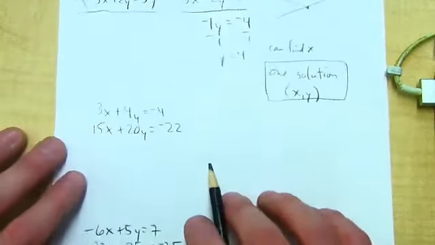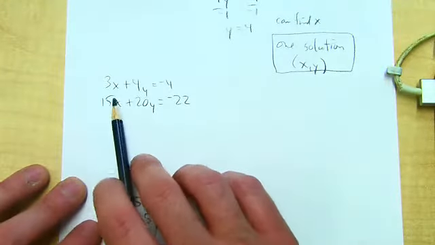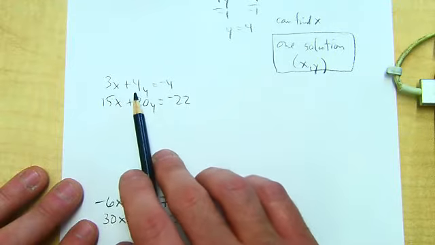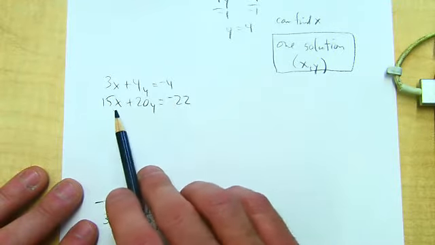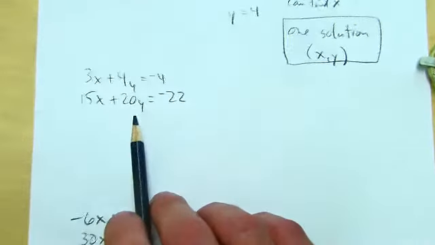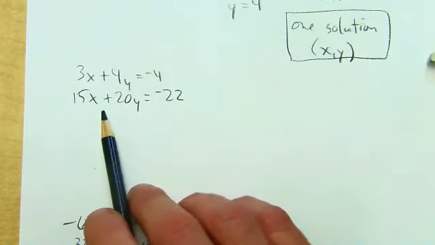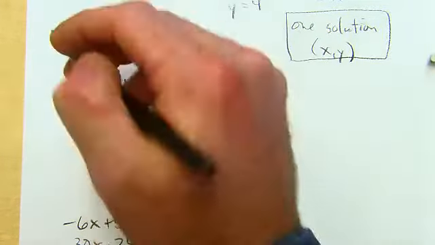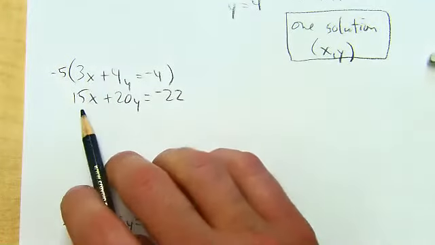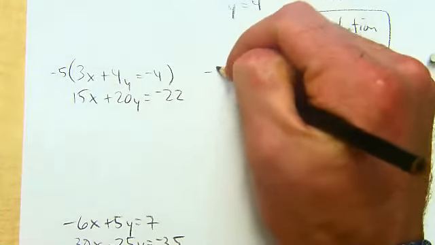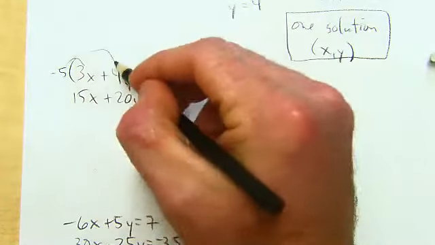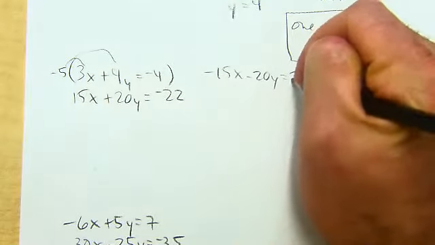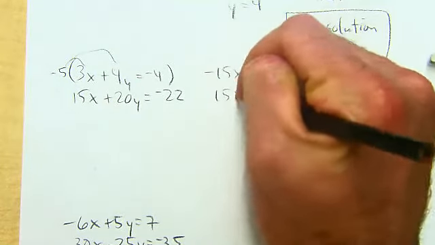Okay, let's do some that have 0 solutions or infinite. Let's see how this one works out. I've got 3x plus 4y equals negative 4, 15x plus 20y equals negative 22. I'm going to just times this top equation by negative 5 because I see that will cancel out the x's, because I'll have negative 15x and 15x. Okay, rewrite them, distribute it to all of them, equals 20, and then this bottom one I'll just keep the same.